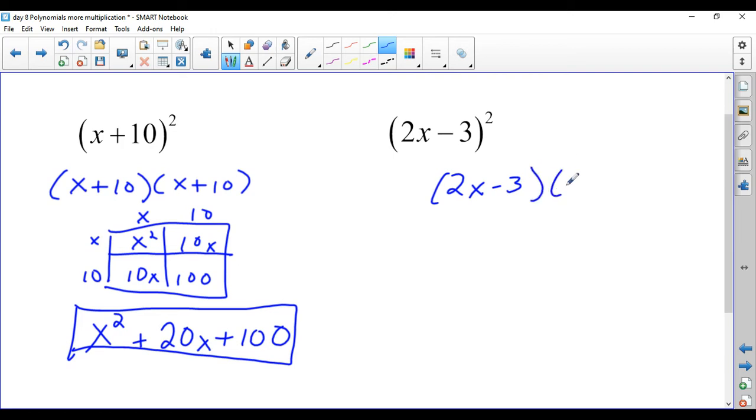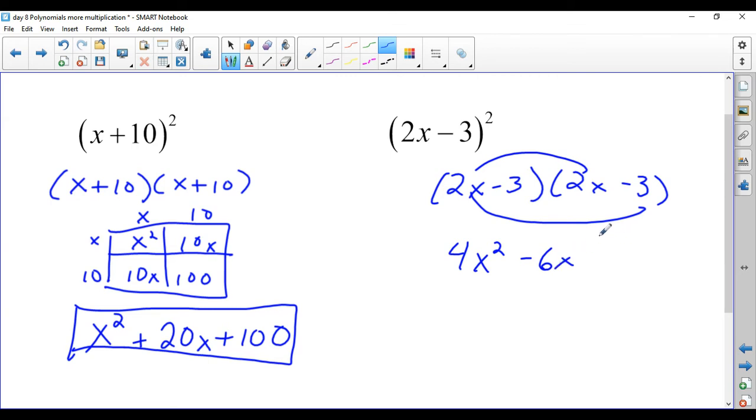So I'm going to multiply that by itself. And for this one, I'll use the FOIL method. First, 2x times 2x, 2 times 2 is 4, x times x is x squared. Outer, 2x times minus 3, 2 times negative 3 is negative 6x. Negative 3 times 2x, negative 3 times negative 3 is 9.